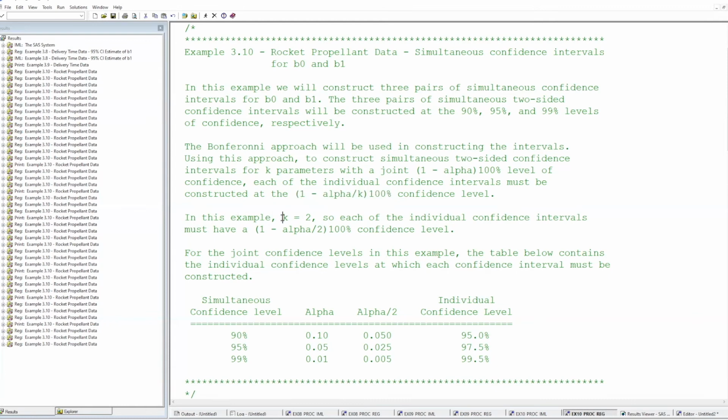Now, in this example, k is equal to 2, and so each of the individual confidence intervals must have a (1 minus alpha over 2) times 100% confidence level. Now, for the joint confidence levels that we'll be using in this example, the table below contains the individual confidence levels at which each confidence interval must be constructed. So here we have this table containing 4 columns. The first column contains the desired simultaneous confidence level that we want. We're going to do 3: 90%, 95%, 99%.